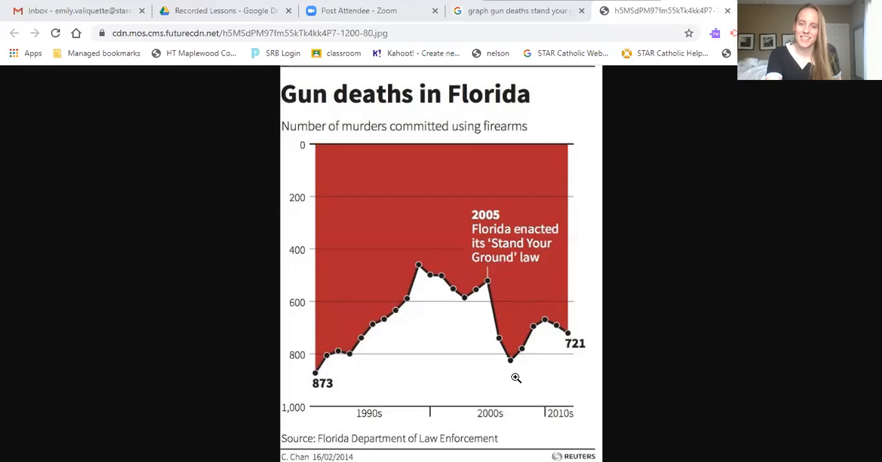Because really, you should flip this upwards, and that's what this graph would actually look like. In reality, the murders committed using firearms dramatically increased following the Stand Your Ground law being enacted. And they are misrepresenting that by flipping this y-axis upside down.